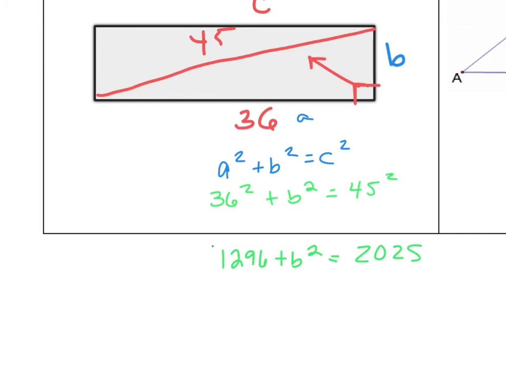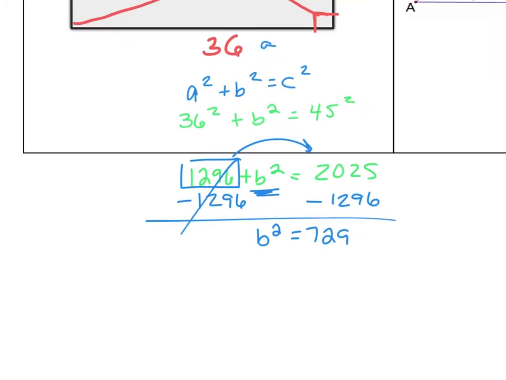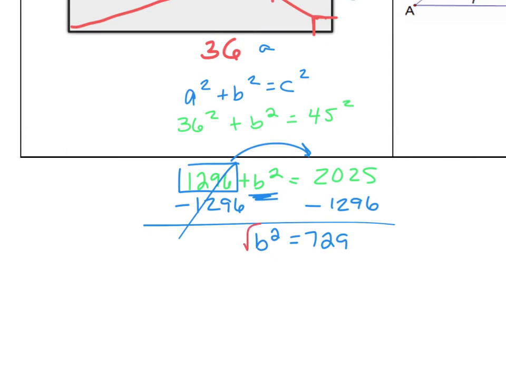I now have to ask myself, how do I get this 1296 over here so I can keep my b squared by itself, and I subtract 1296 from both sides. My 1296's cancel. So I get 2025 minus 1296, which is 729. So I get b squared equals 729. And again, the only way to get rid of that square is to take the square root of both sides. So I get b is equal to 27. And that's your final answer.